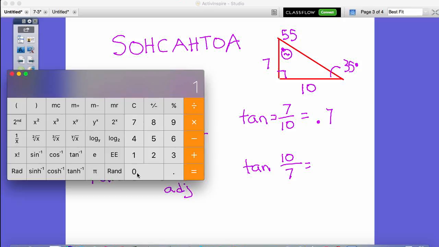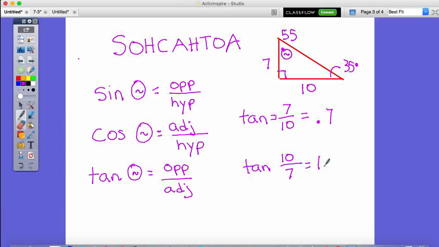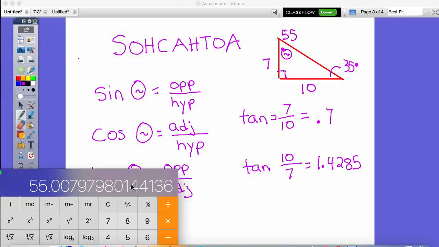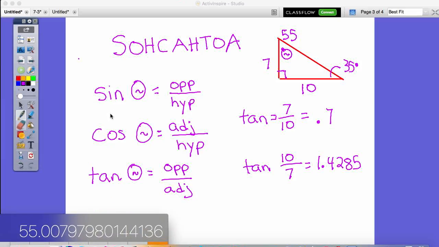is 1.4285, because I said trigonometric ratios, we should use 4 decimal places. So now, this is in my calculator. In this case, I don't have to go to second because I'm already on tan -1, so my tangent inverse. And it is 55 degrees. So I've done the problem correctly.